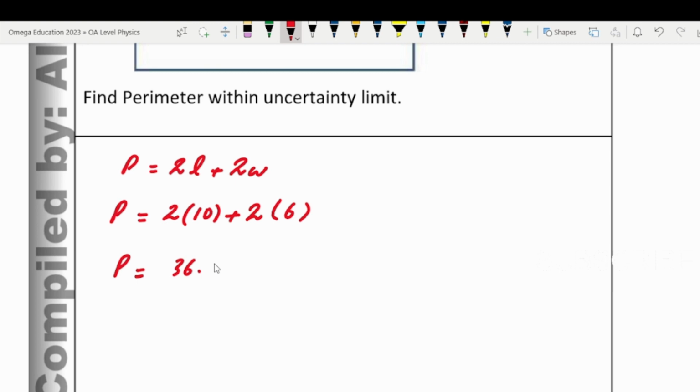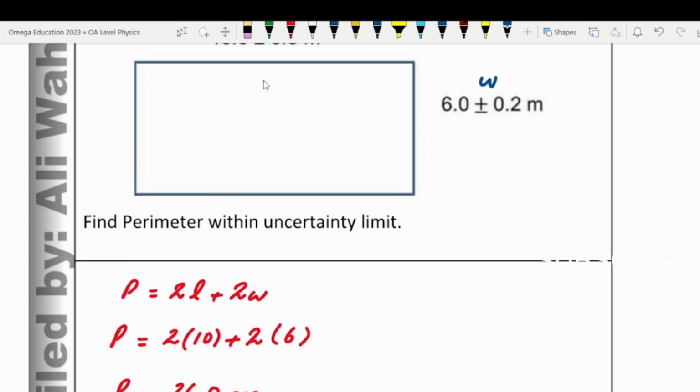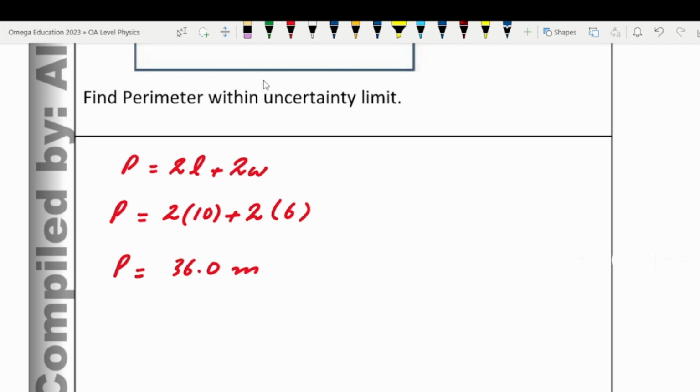For this one, you don't even need to convert to meters. All right, let me check it in meters. Yes, it is in meters. So we write meters with the answer. So this is the principal value of the perimeter. We need to find the uncertainty as well.